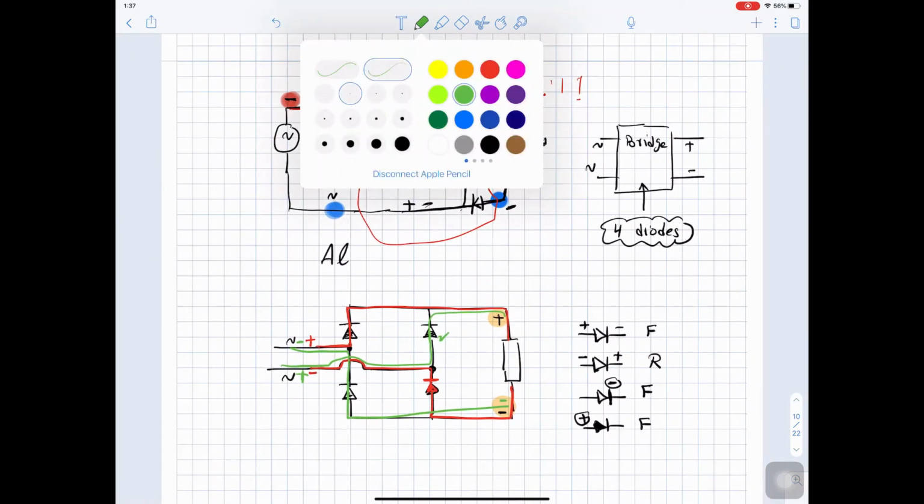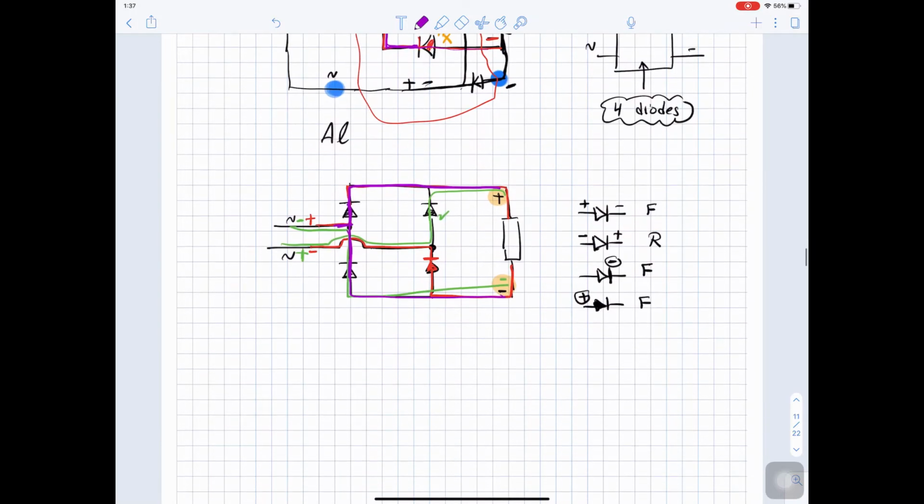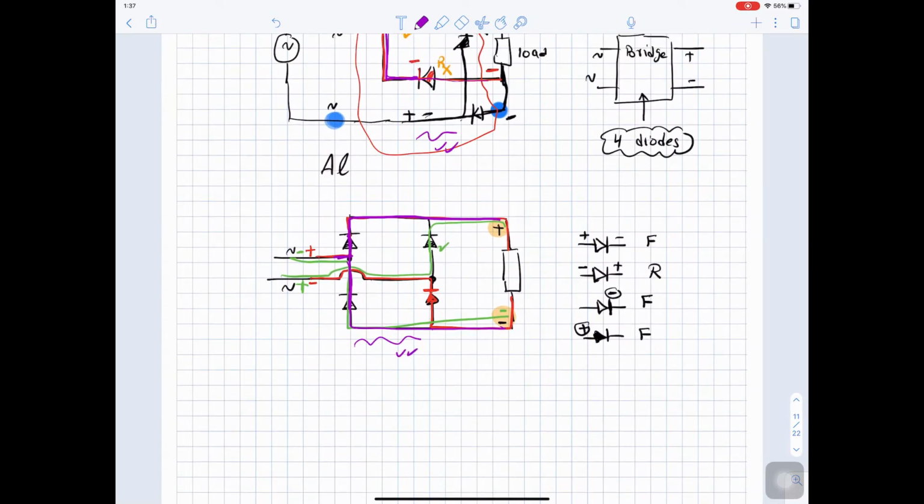So if you look here, just to prove it is the same connection. Here, this is the AC point connected to one positive and one negative. So the AC point is connected to one positive and one negative. Then the positive is connected to the top and the negative is connected to the bottom. So this connection is the same as this connection, just a different way to sketch it, okay?